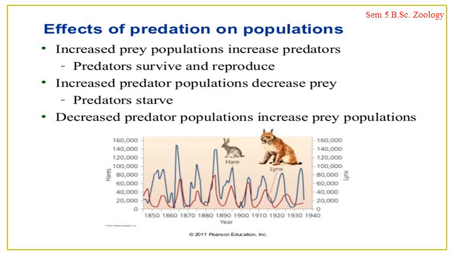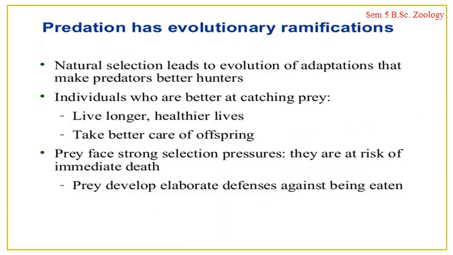Now, increased predator populations negatively affect the prey population. The prey size comes down. As a result, the predators start to compete for food. They starve and die off. So the predator population decreases, and the decreased predator population increases the prey. So this kind of cycle is maintained. The oscillation is maintained.